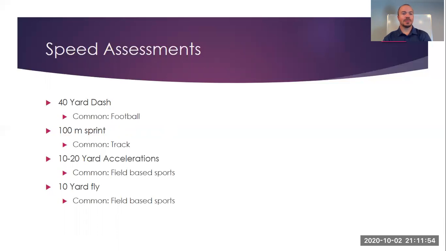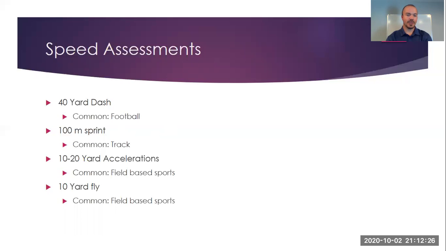And looking at some speed assessments, there's the 40-yard dash, which is very popular, not necessarily ideal, and I'll come back to that soon, but it's popular, and therefore it's sort of just something universal. It's sort of the norm that allows people to communicate as to how fast they are, and you kind of get an idea. The 100-meter sprint, 10 to 20-yard accelerations, 10-yard flies.